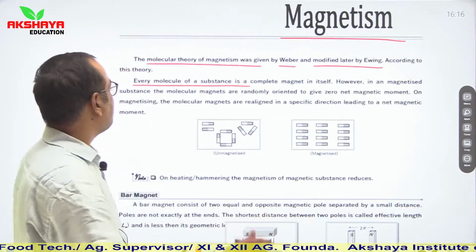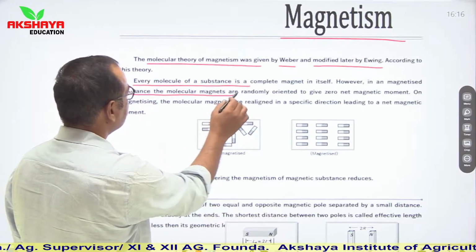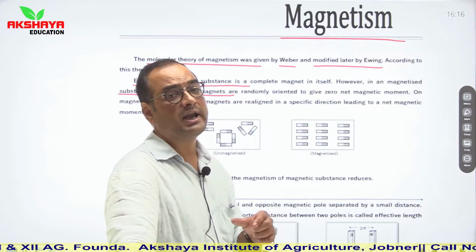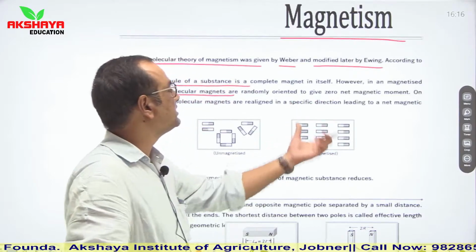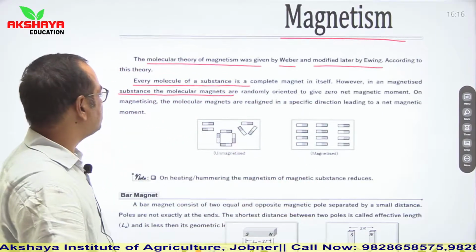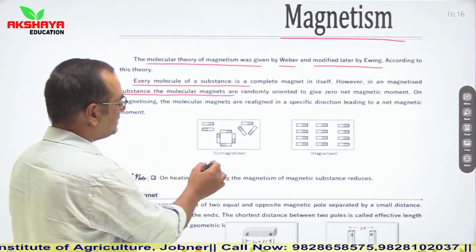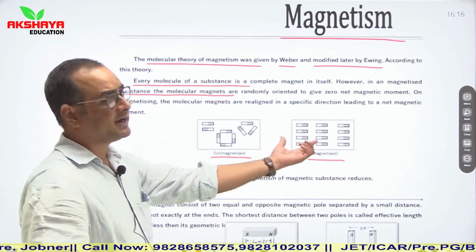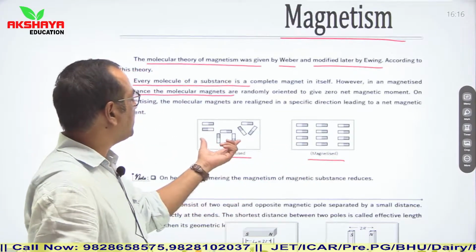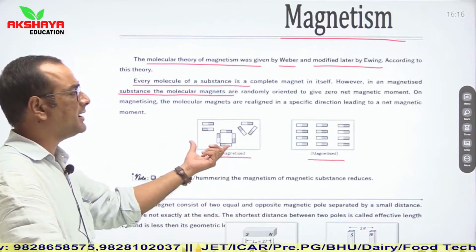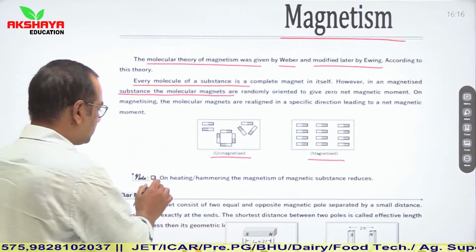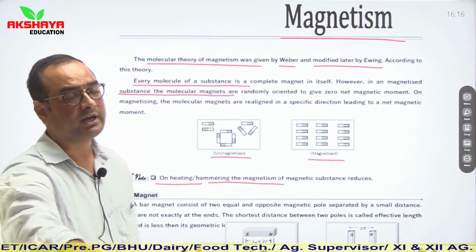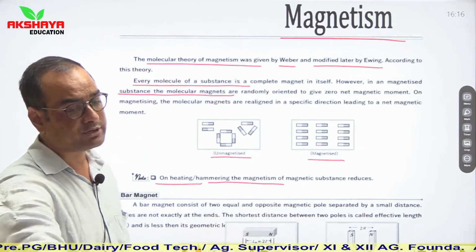However, in an unmagnetized substance, the molecular magnets are randomly oriented to give zero net magnetic moment. We can see from here that this is unmagnetized material and this is magnetized material. In unmagnetized material, net magnetic moment is zero, while in a magnetized material, they are aligned, so they will have some net magnetic moment. If we heat or hammer, then the magnetism of magnetic substances reduces. So on heating and hammering, magnetizing properties reduce.